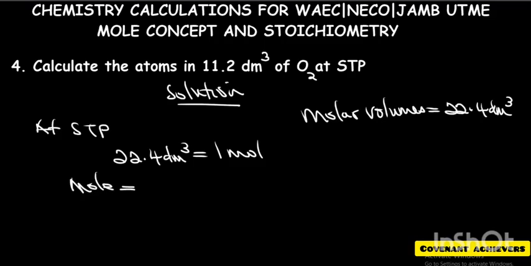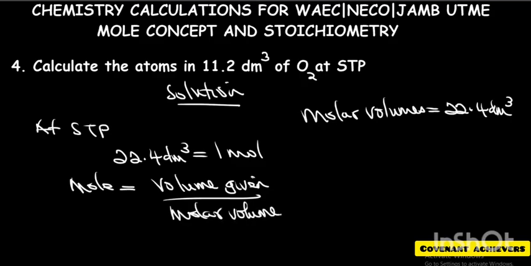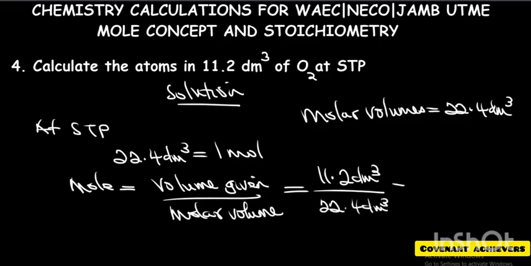So in this case, we have our mole calculated as volume given divided by the molar volume. Now the molar volume is given already as 22.4 dm cube, and the volume also is given as 11.2 dm cube divided by 22.4 dm cube, and this will give us 0.5 mole, as you can see.